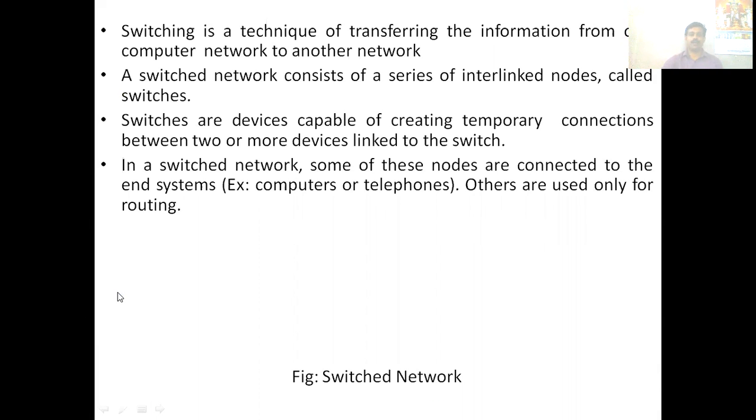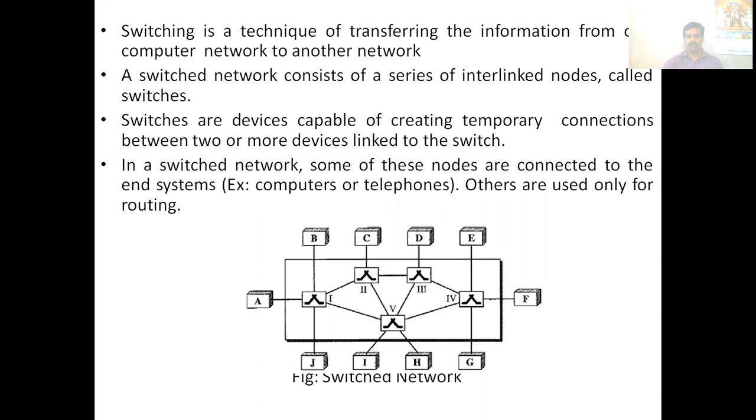In a switched network, some of the nodes are connected to the end system. The end systems are computers or telephones, and others are used only for routing. This is an example of a switched network. Here A, B, C, D, E, F, G, H, I, J are the end systems, and 1, 2, 3, 4, 5 are the switches.